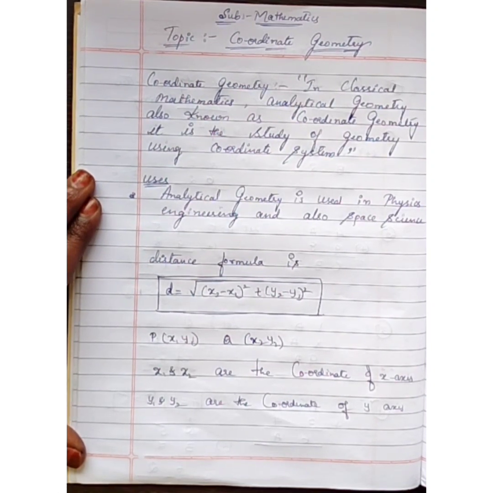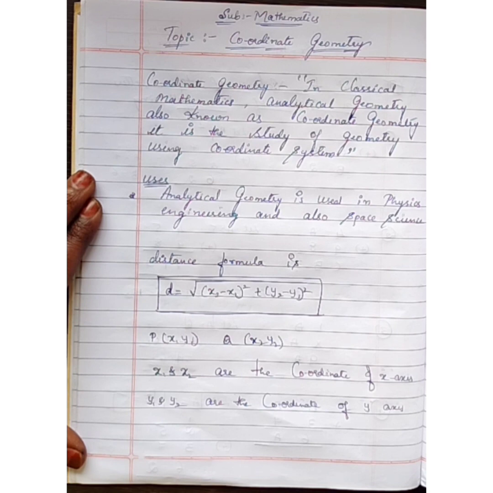Okay dear students, I am going to explain the subject mathematics for the 10th class and the topic is coordinate geometry. Coordinate geometry is also known as analytical geometry. It can be defined as the study of geometry using the coordinate system. Okay dear students, what is coordinate geometry? Coordinate geometry is the study of geometry using the coordinate system.